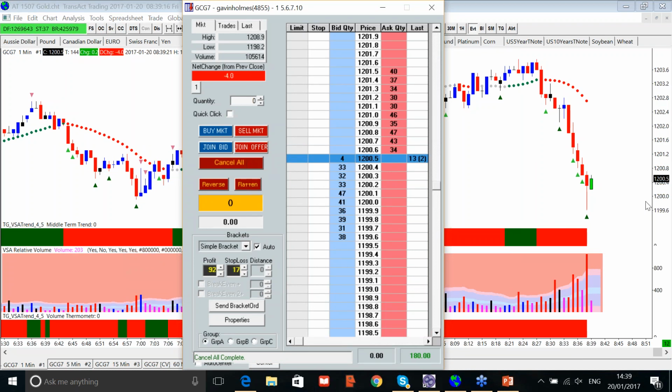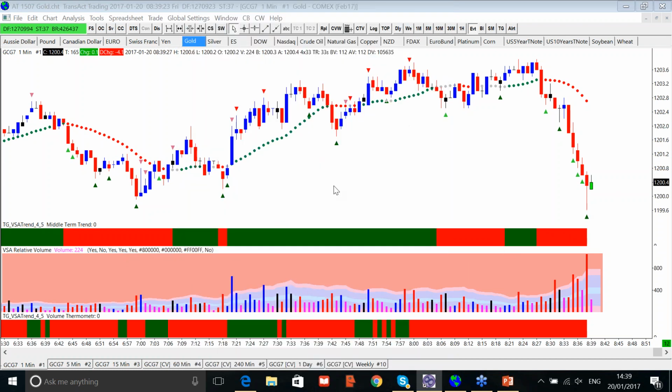I did expect to find support down there. Okay, it may not hold. If it doesn't hold, I'll get in again. That's the first trade of the session that we've seen. Let me just talk you through it and talk you through the logic.